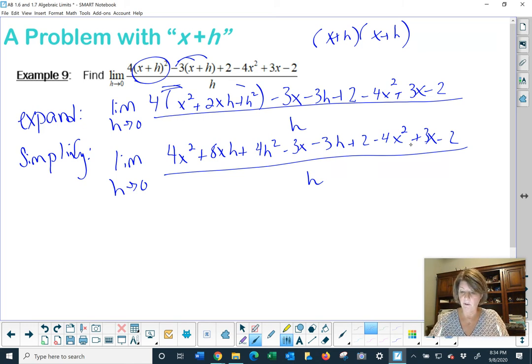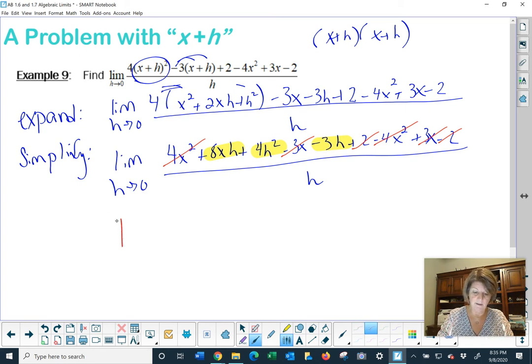I remember as I wrote down, I had a positive and a negative 3x, so those are gone. A positive 2 and a negative 2, that makes 0. A negative 4x squared and a positive 4x squared, those are gone. And I think I've got this down to 3 terms. This term, and then that negative 3h term.